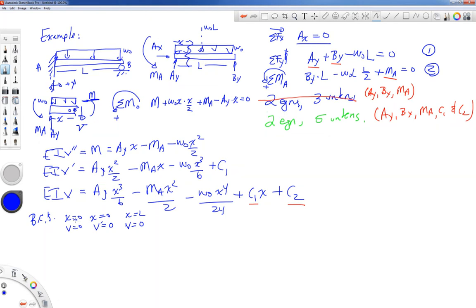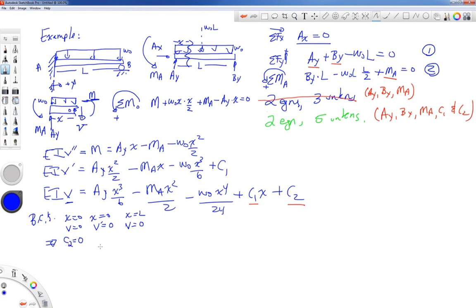So when I apply the first one, I go to my v equation, and I put in v equal to 0, and I put in x equal to 0. In this particular problem, the way I set this up, it tells me that C2 is equal to 0. This may or may not always be the case for a cantilevered beam. It depends on how you set it up and how you do your integration.